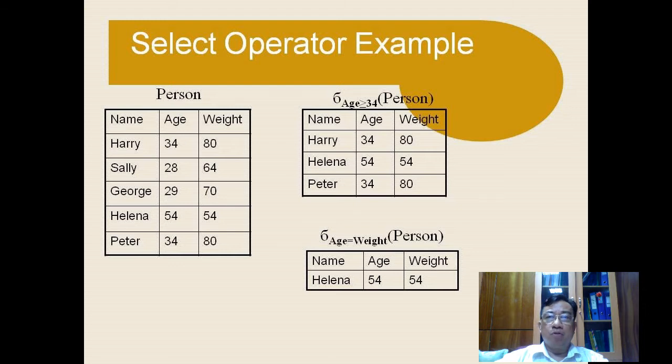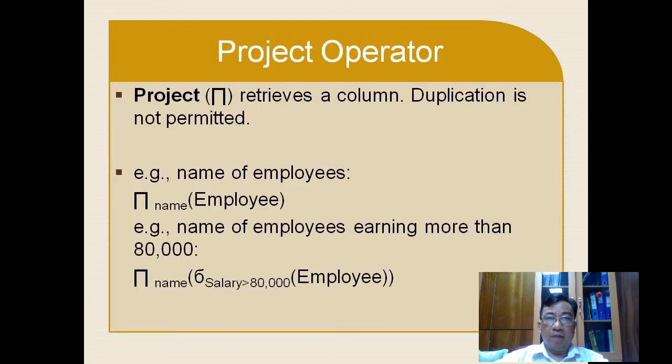Now let me go to the project operator. Project retrieves a column. You see a pi symbol here. And remember, duplication is not permitted. For example, you want to take the name of the employee only. So you use project name from the employee relation.